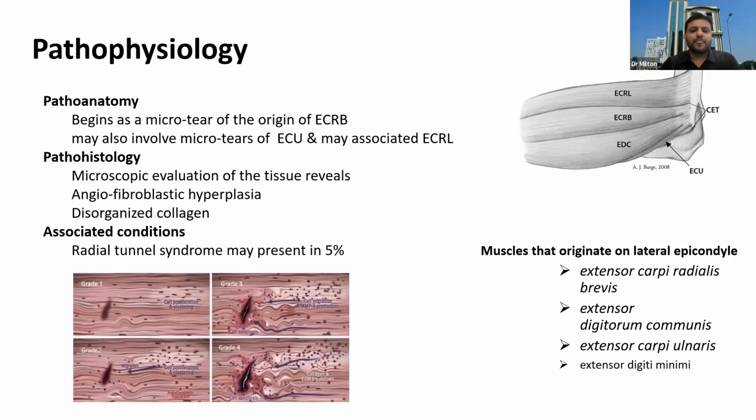So most of the time the main affected muscle is the extensor carpi radialis brevis, sometimes associated with the extensor digitorum, and sometimes the extensor carpi radialis longus is associated, but it is not a muscle of the common extensor tendon. But here there are some grades of changes. We can see that this is grade 1.